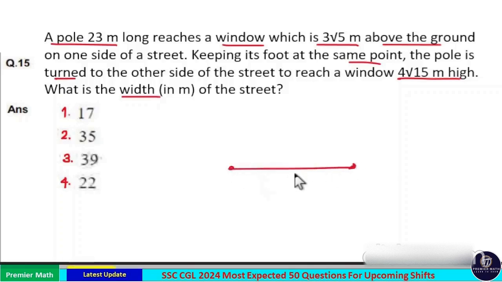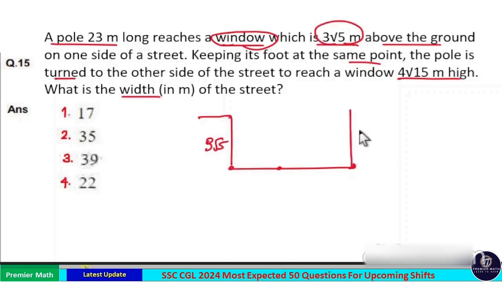Consider this as the width of the street. Now this pole is anywhere on this line. Two windows are on both sides of the street. One window is 3 root 15 meter above the ground. So the height of this window is equal to 3 root 5 meter.